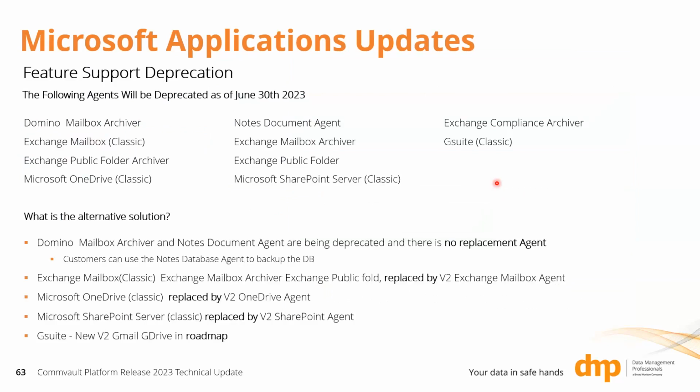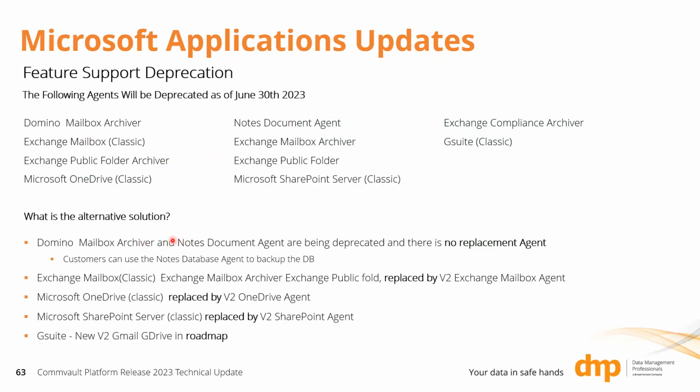And that is for those agents you see on the top here. So Domino Mailbox Archiver, some older Exchange Classic and public folder archiver. OneDrive Classic, that means the V1 indexing of OneDrive, that will go out of support. Notes Document Agent, Exchange, the same for SharePoint V1 indexing, the Compliance Archive for Exchange, and G Suite.